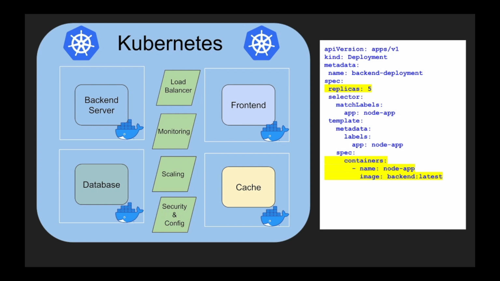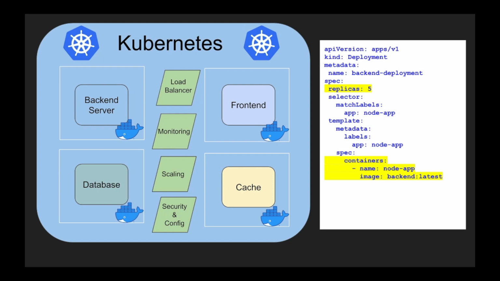So if you see on the right, I have highlighted a few things in the recipe, which is the blueprint, that we want 5 replicas of a particular container, and the container's name is node app, and the image is backend latest. So what it will do is, when I give this recipe to Kubernetes, it's going to create 5 replicas of the backend server.